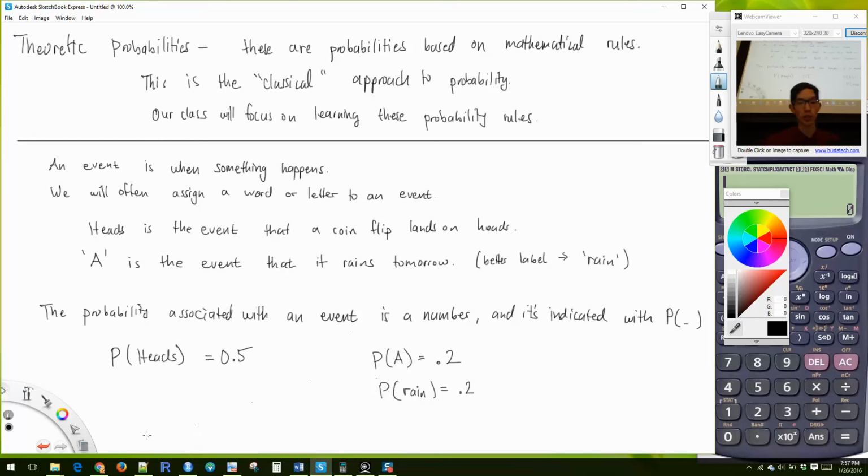So it's important that you do not write heads equals 0.5. Okay, this is not correct. Do not write this, because heads does not equal 0.5. Heads is the event. You only assign numbers to the probability associated with an event, okay? So don't write heads is 0.5 or A is 0.2. You can say probability of A, or the probability of rain, is 0.2, but don't say that the event itself is equal to some number.